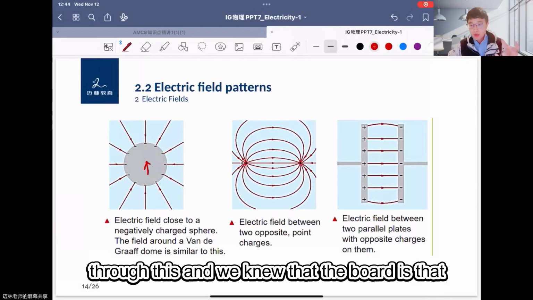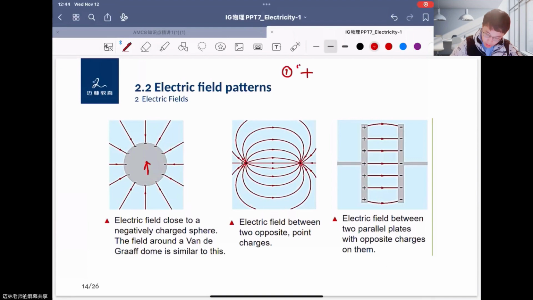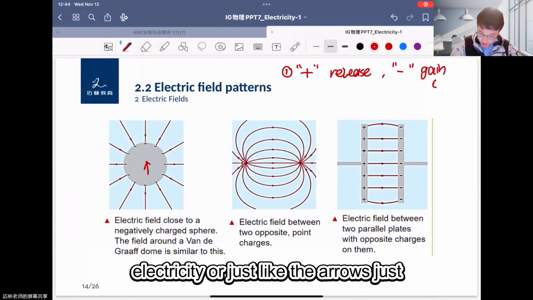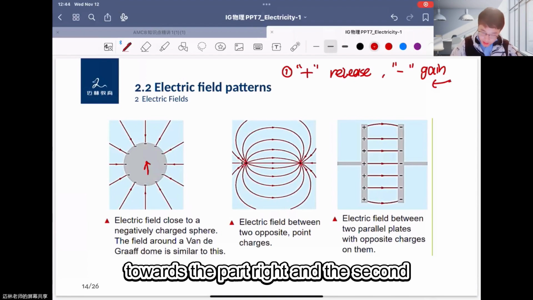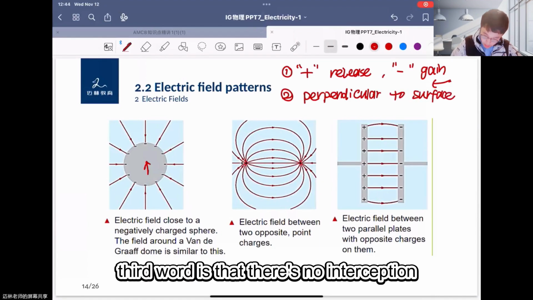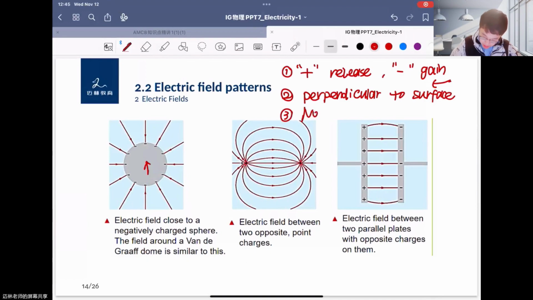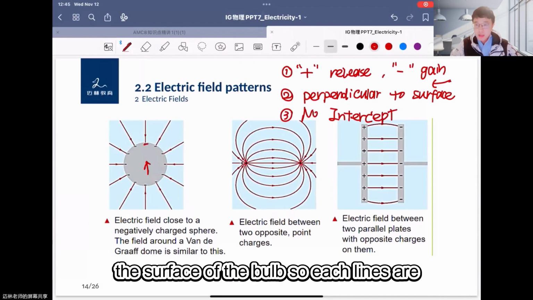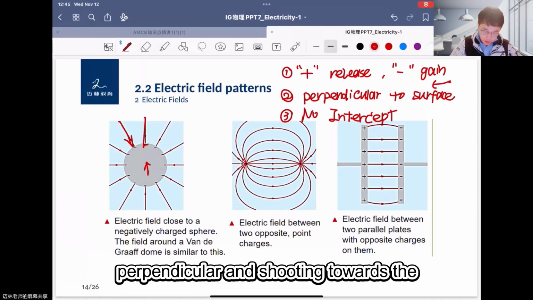And we know that a positive charge releases the electric field, and a negative charge is like shooting or gaining electricity, with the arrows pointing towards the part, right? The second rule is that it's perpendicular to the surface, right? And the third rule is that there's no intersection between the lines, right? So on the first figure, there are negative charges on the surface of the ball. So each line is perpendicular and shooting towards the surface, right?